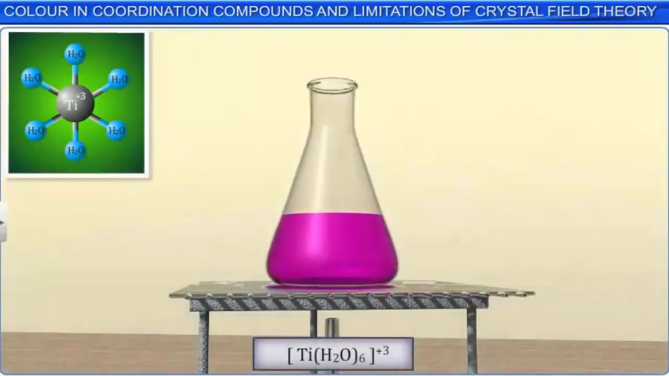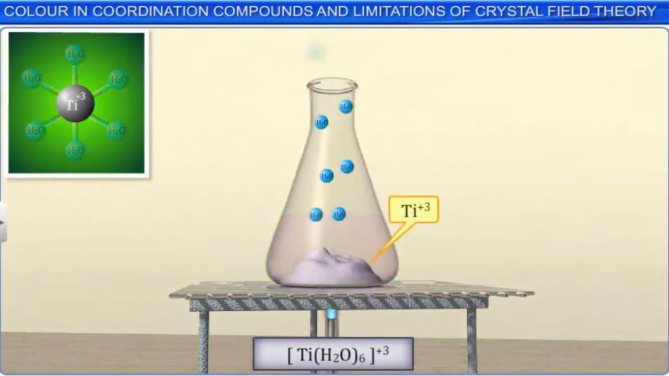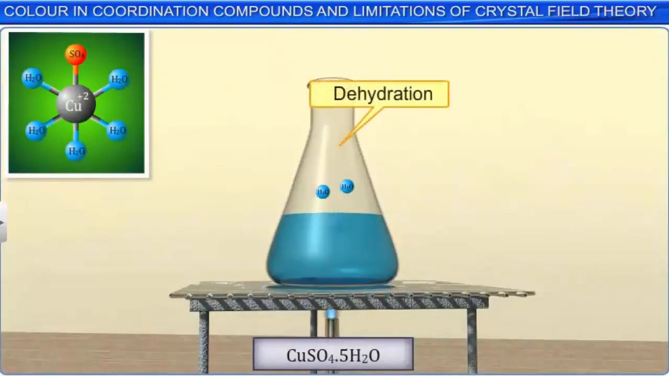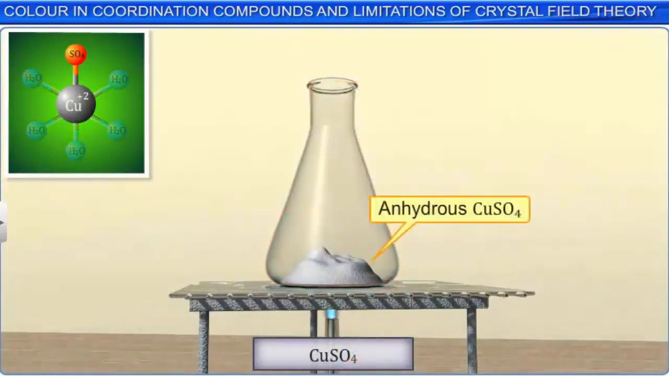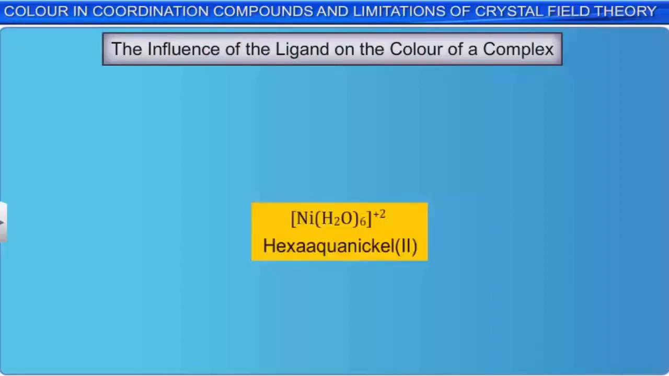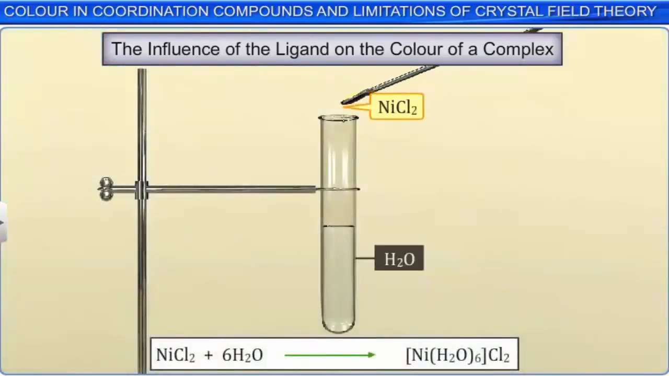For example, when hexaaquatitanium(3+) is dehydrated by heating it, it becomes colorless. Similarly, hydrated copper sulfate is blue, while anhydrous copper sulfate is colorless. The influence of the ligand on the color of a complex may be demonstrated by considering the hexaaquanickel(2+) complex. When nickel(II) chloride is dissolved in water, it gives the green hexaaquanickel(2+) complex.